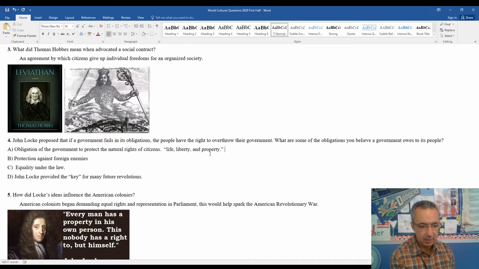John Locke, of course, being a philosopher who provided the key, John Locke provided the key for many future revolutions. See what I did there?